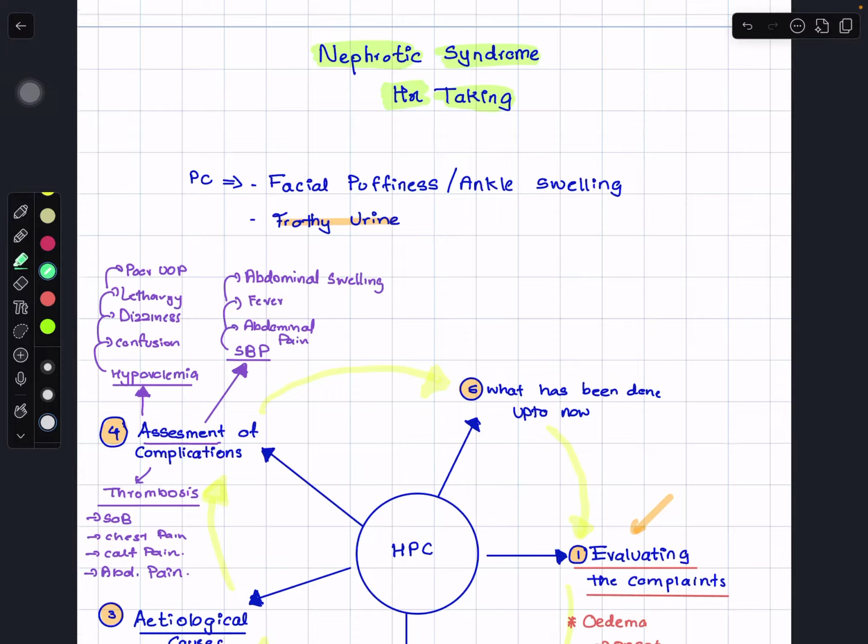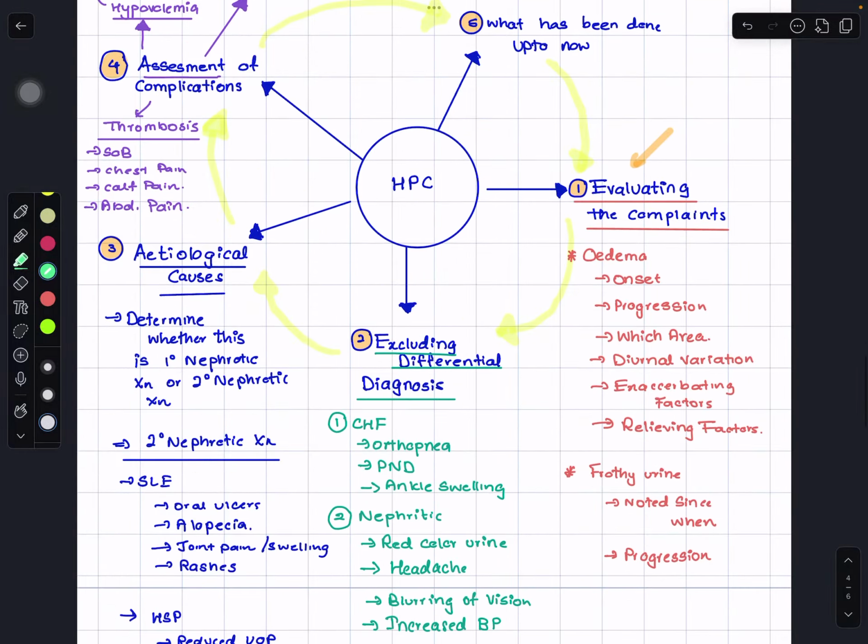So when it comes to taking the history of presenting complaint in a nephrotic syndrome patient, firstly we have to evaluate the main presenting complaint, that is the facial puffiness or the edema. So we have to ask about the onset, the progression, which areas of the body were affected initially, whether it had a diurnal variation, worsening at night, and what are the exacerbating factors and what are the relieving factors.